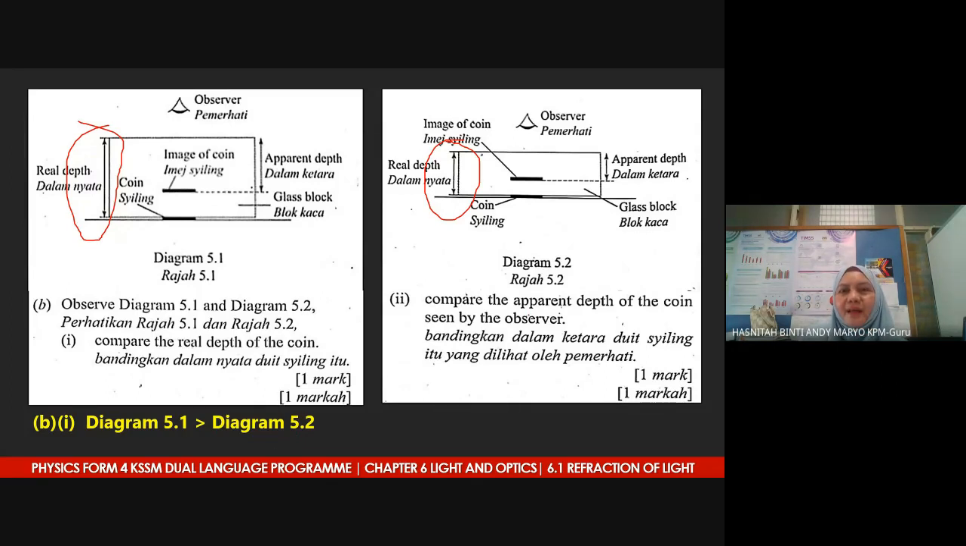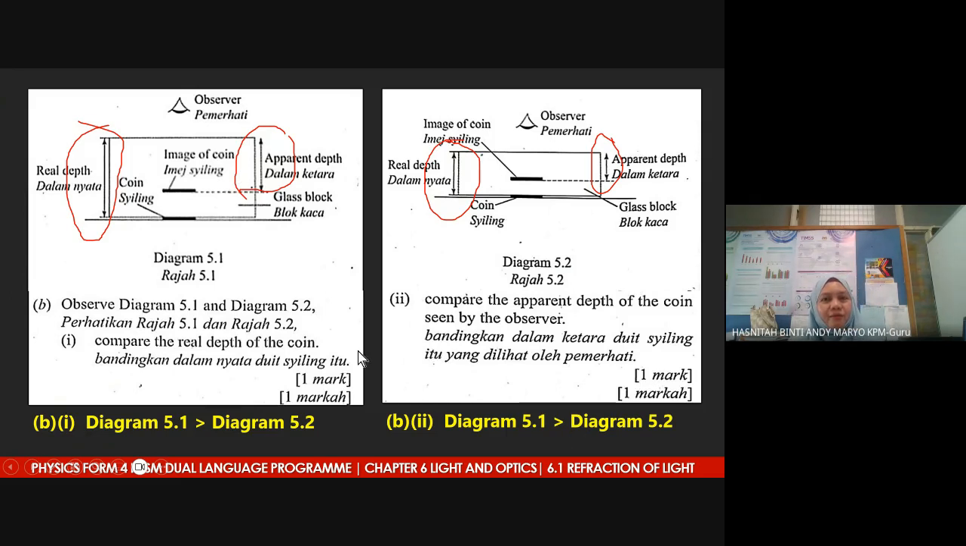Second, compare the apparent depth of the coin seen by the observer. So this is the apparent depth in 5.1 and this is the apparent depth in 5.2. So you compare the height. Okay. So what's the answer? You can see the apparent depth in 5.1 is greater than in diagram 5.2.